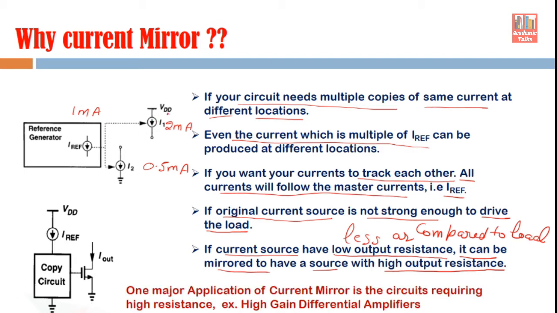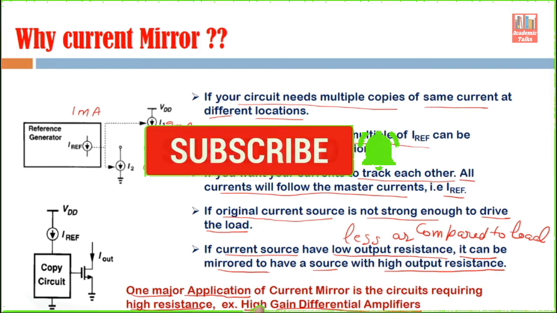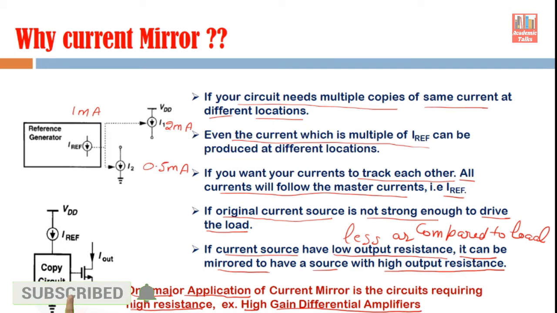Now we discussed many situations where we can use a current mirror in the circuit. So the major application, this is the most important application: wherever we need a high value of resistance, very high value of resistance. For example, in case of a high gain differential amplifier, you know, in case of amplifiers, what happens? Gain depends on the resistance. In case of a MOSFET based amplifier, gain depends on the drain resistance. Higher the resistance, higher will be the gain.